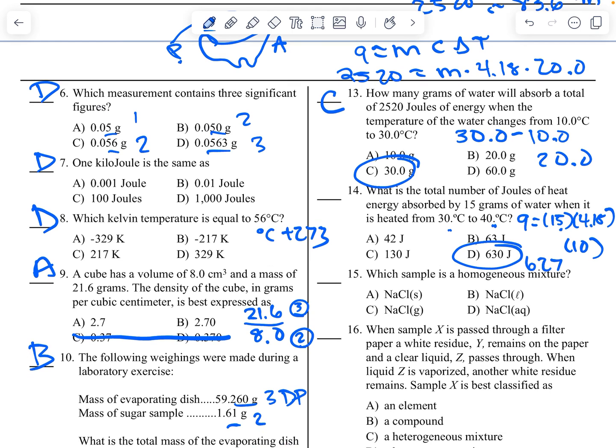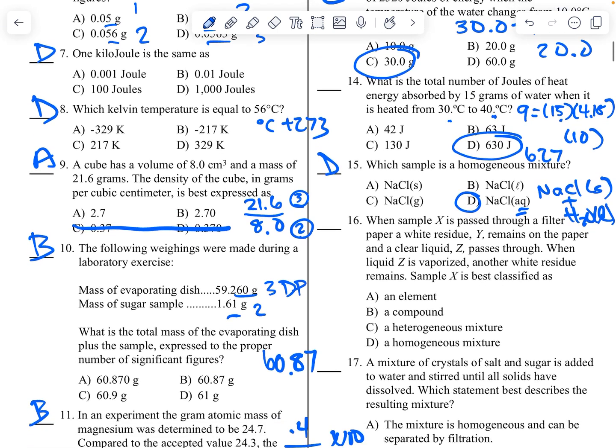So the only one that is not a pure substance would be something that has two things here, aqueous. That means sodium chloride solid and H2O liquid. We are dissolving in water, so that's why it's a mixture. The reason why it's homogeneous is because all the particles are evenly distributed and uniform throughout.